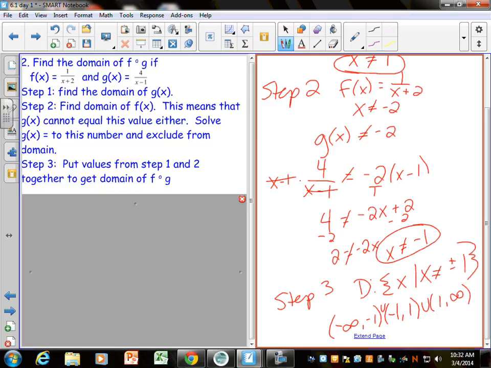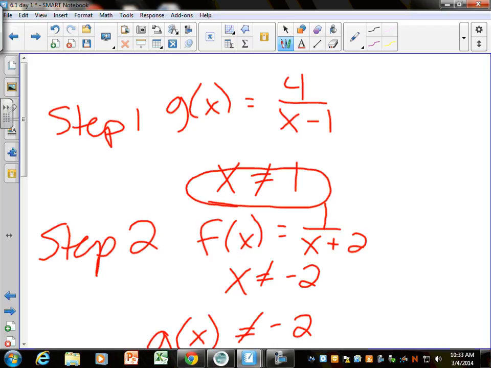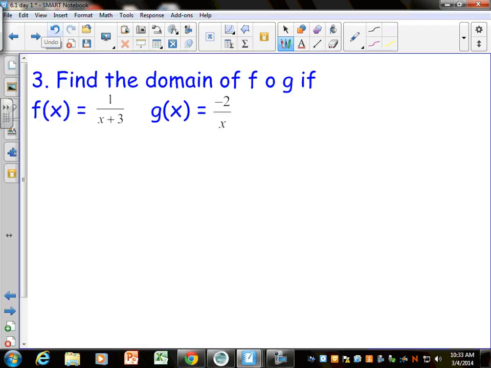Let's do another one and see if we can make some sense of it. Look how big this will be now. I haven't worked this one out yet, so let's see what happens.